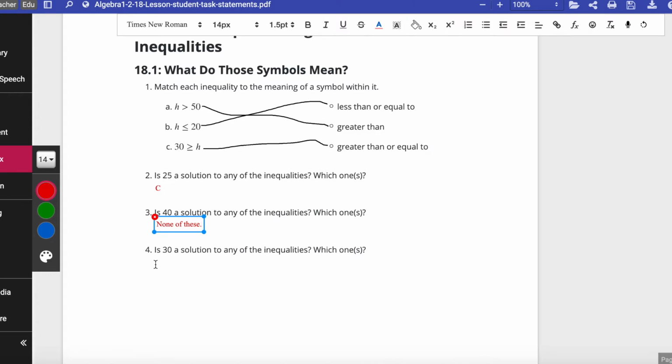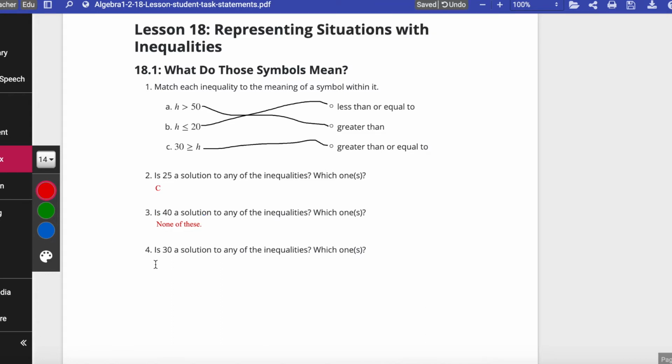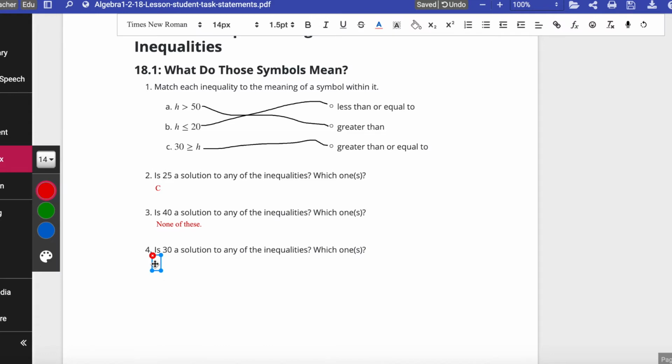Number 4, is 30 a solution to any of the inequalities? Is 30 greater than 50? No. Is 30 less than or equal to 20? No. Is 30 greater than or equal to H? Yes, 30 is equal to H.